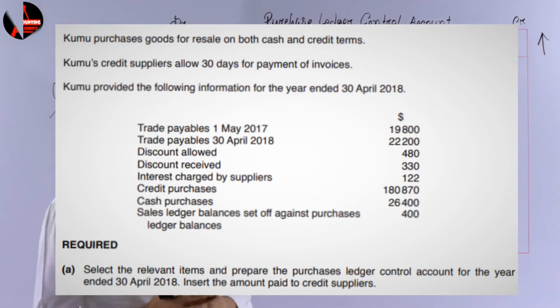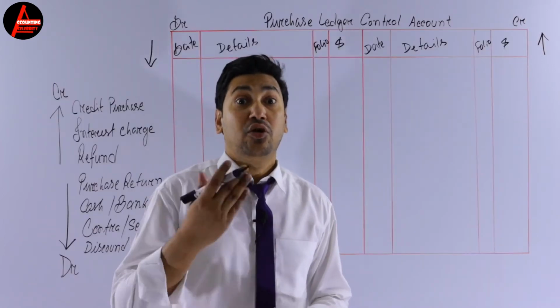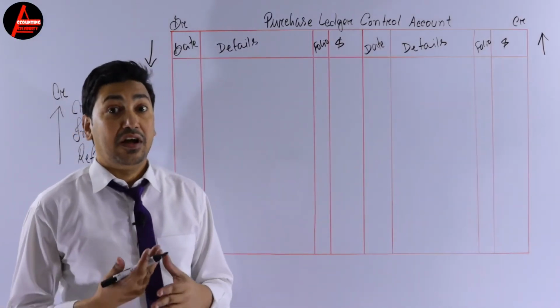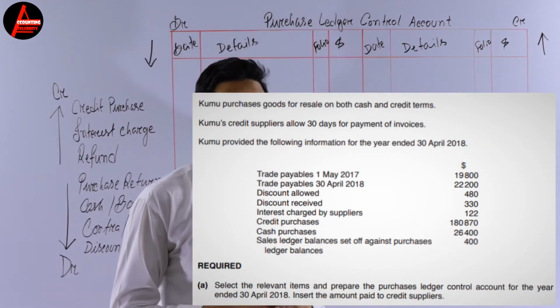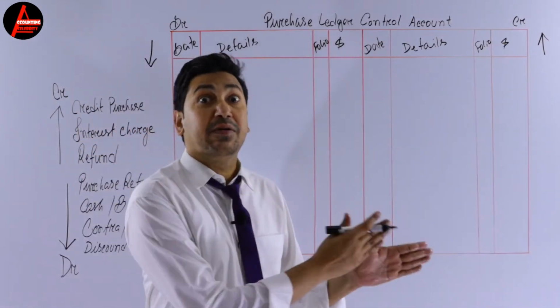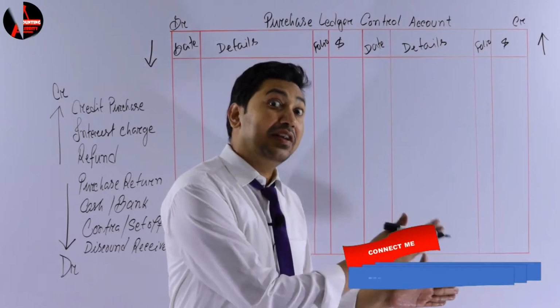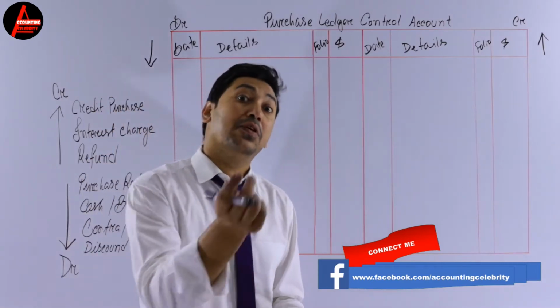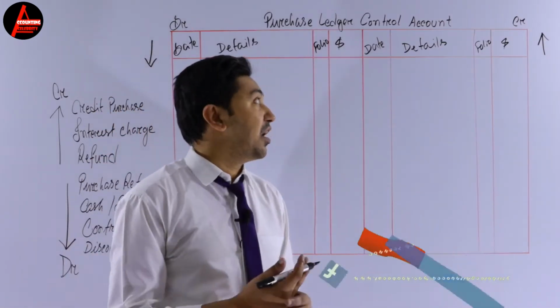Okay, great. Now have a look at the transactions in the question. First one, trade payables on the 1st May 2017. It is $19,800. Trade payable is a liability. We are doing this account for the year ended 30 April 2018. But our balance is here on 1st May 2017. That means this balance came from the previous accounting year. So now it is your balance b/d. You brought down this balance from the past year. So let us write balance b/d here.